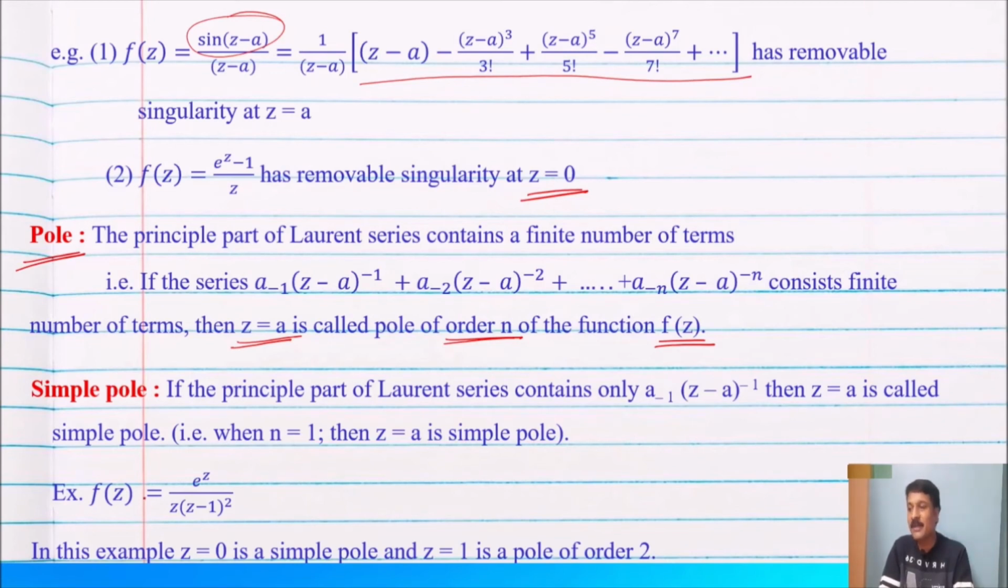For example, f of z equal to e raised to z upon z into z minus 1 whole square. In this example, z equal to 0 is a simple pole. You can see here z minus 0, what is the power here? It is 1. It means that it has a simple pole at z equal to 0. And what is the power of z minus 1? It is 2. So, at z equal to 1, f of z has a pole of order 2.